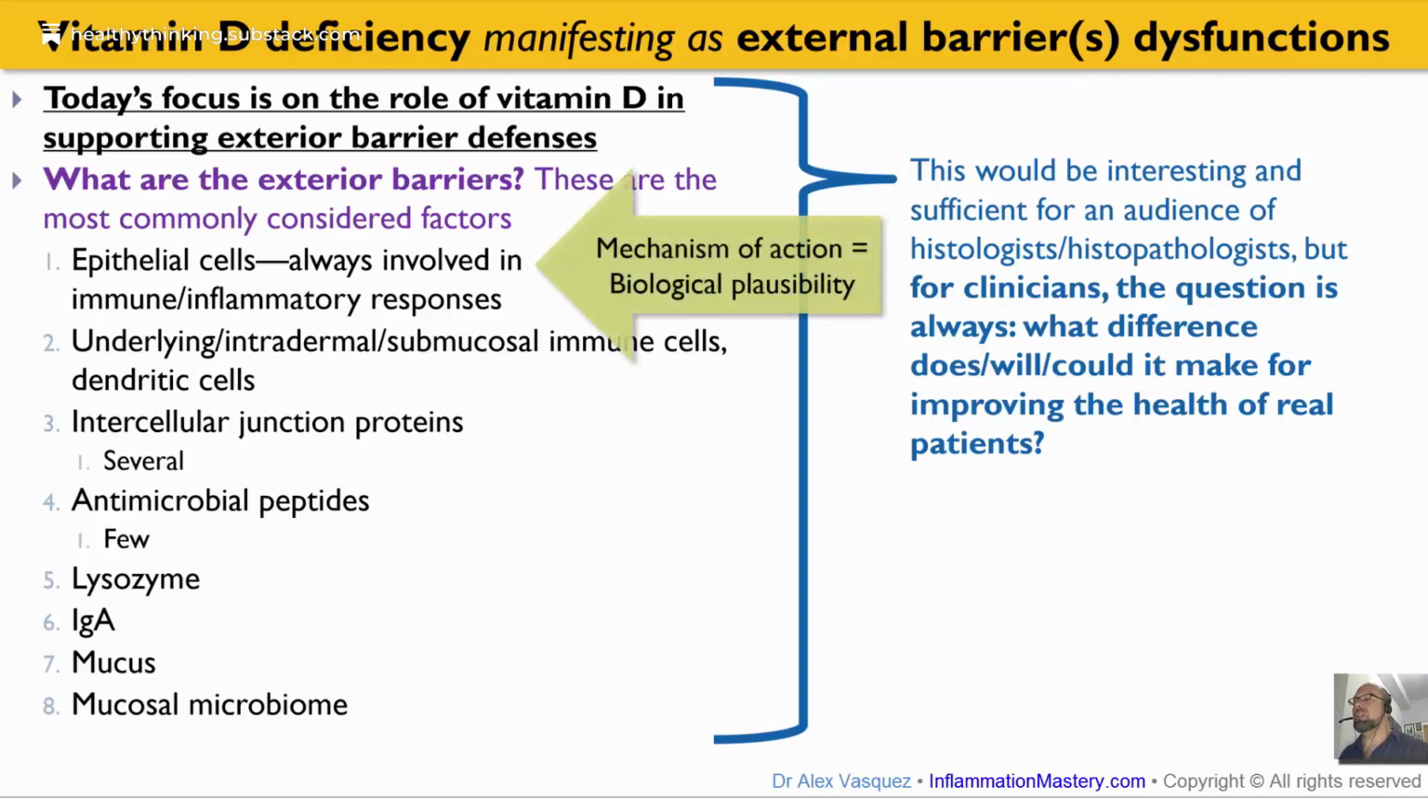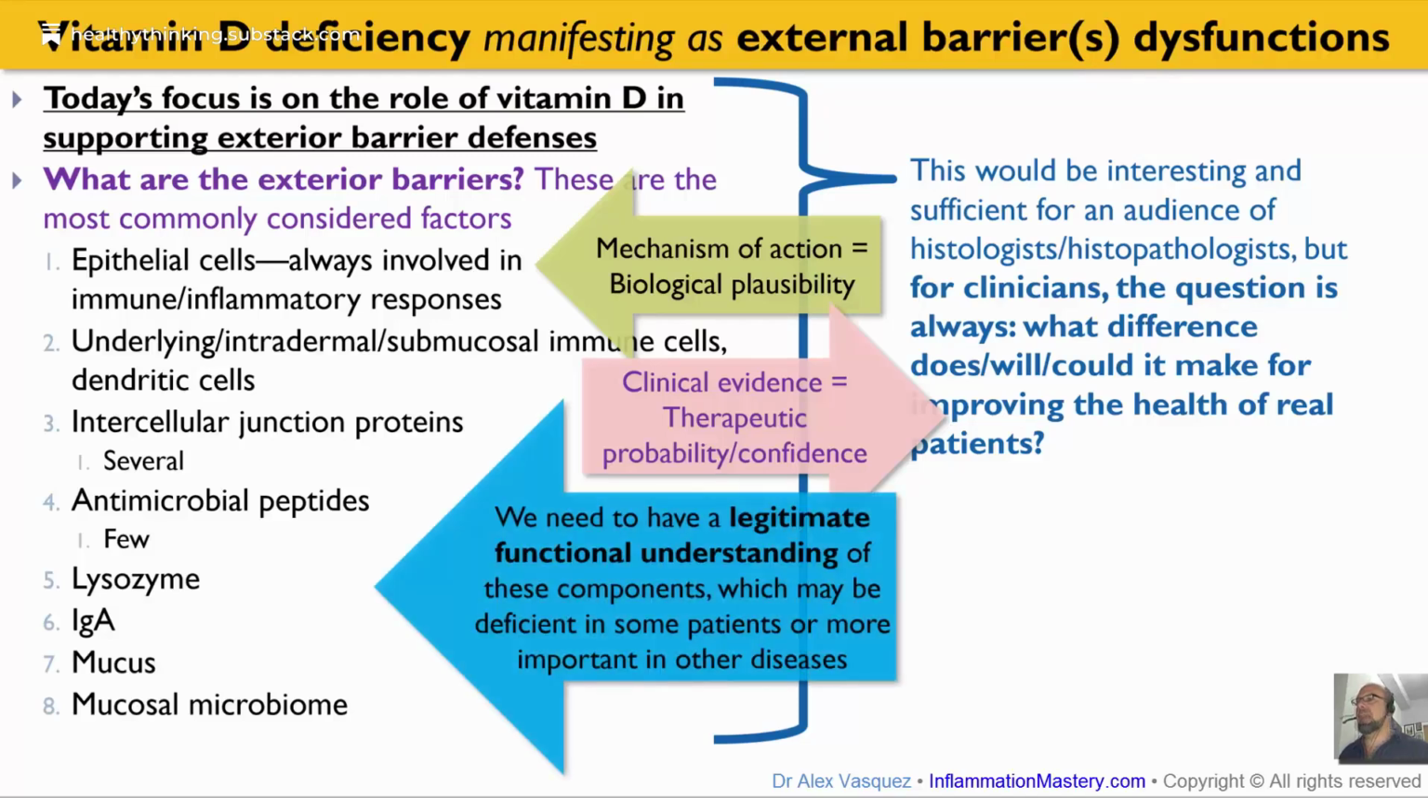So again, mechanism of action, which is basically the same thing as biological plausibility. We need to see how that manifests in the real world to give us confidence and a reasonable awareness of what we can expect with this particular therapeutic. And again, basing that clinical and therapeutic awareness on the basic sciences of, in this case, the external barrier components. Again, epithelial cells, underlying immune cells, intracellular junction proteins, antimicrobial peptides, and then some other factors like lysozyme, secretory IgA, mucus, also tears and saliva I'll talk about, and then how that impacts the gut microbiome and other regional microbiomes, and then we'll look at how all of that fits together to impact health and disease outcomes.